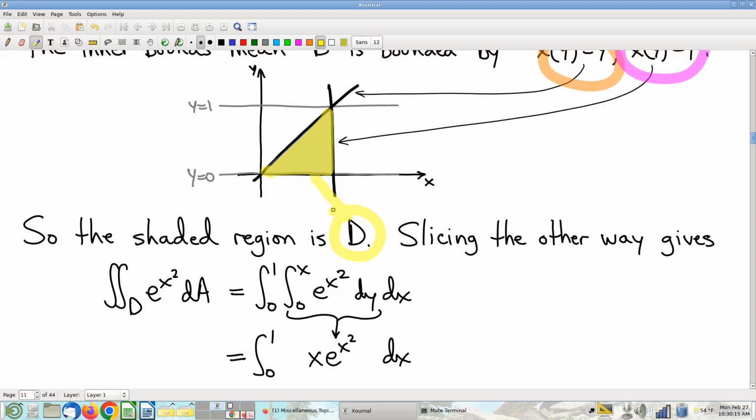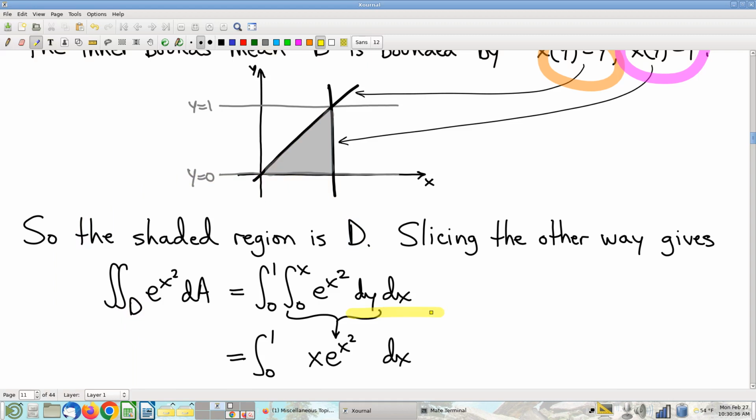Everybody good? So that's the big idea, that you can reverse engineer iterated integrals back to double integrals. And once you've got it as a double integral, you're in business, and you can do whatever you want with this double integral. Obviously, if we slice it the way we did previously, we'll get right back to where we were before. So let's slice it the other way and see what happens.